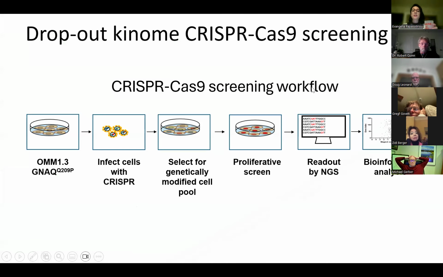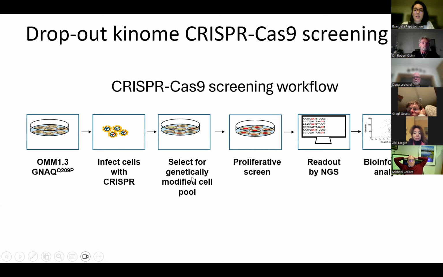So the CRISPR-Cas9 screening workflow looks like this. For example, they used the representative human OMM 1.3 metastatic uveal melanoma cell line. They infected these cells with single guide RNAs, using the human Brunello library, which is commercially available from Addgene, and it targets 760 kinases. The cells were subjected to puromycin selection.